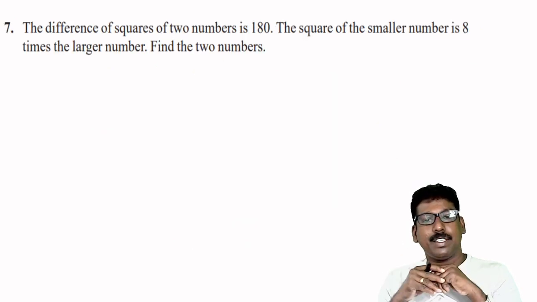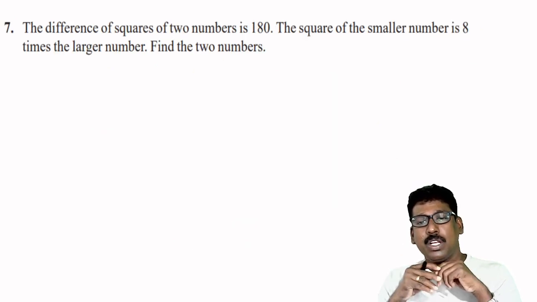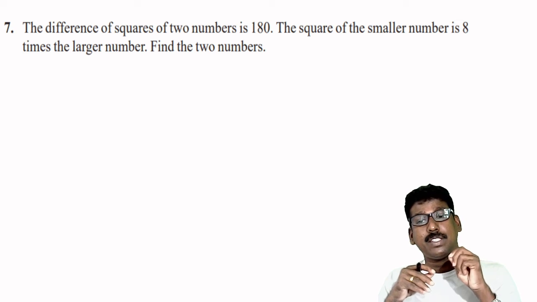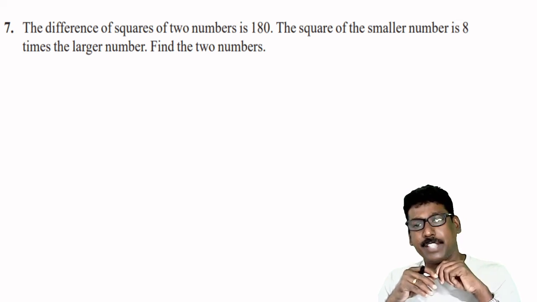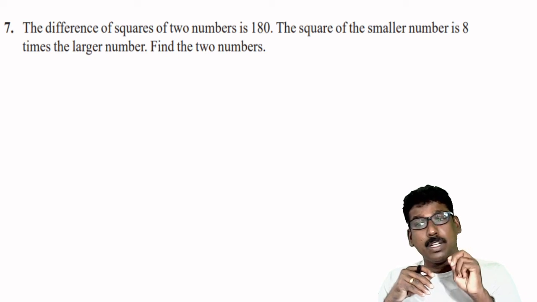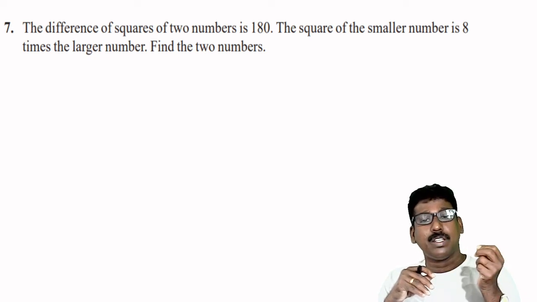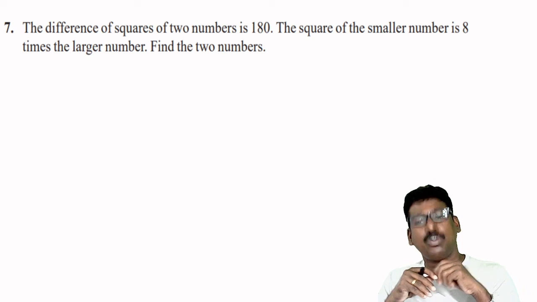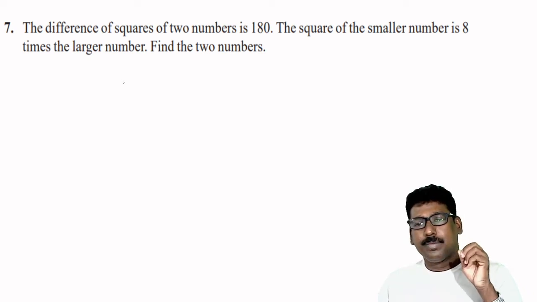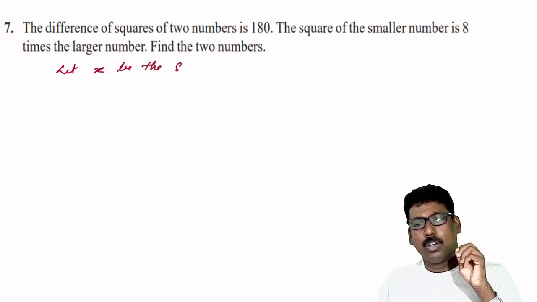Here is the next question. The difference of squares of two numbers is 180. The condition given is the square of the smaller number is 8 times the larger number. Find the two numbers. Let me take the smaller number to be x. So let x be the smaller number.